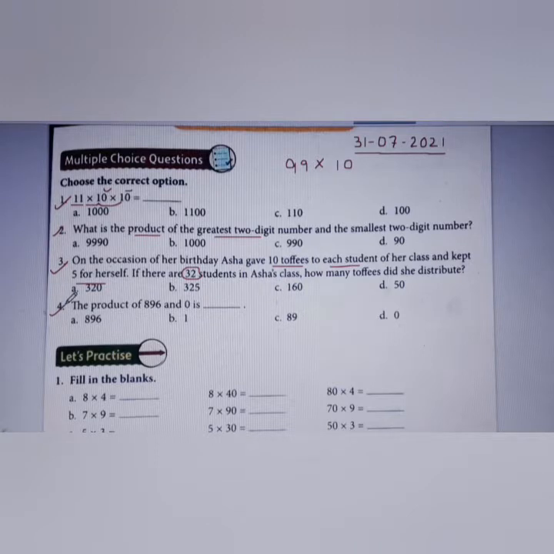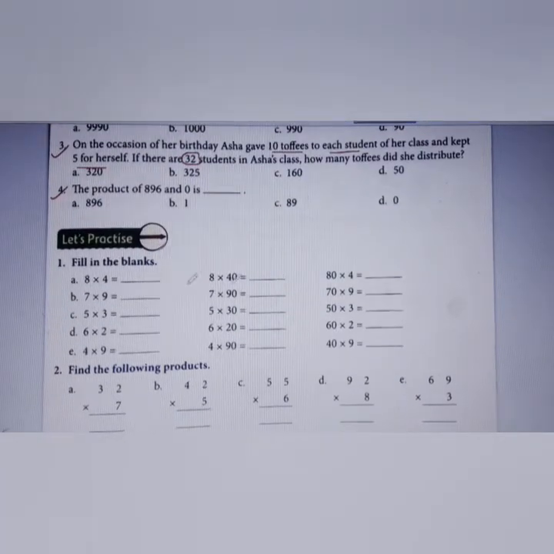Then number 4. The product of 896 and 0 is. As we already know, when 0 is multiplied with any number, the product is always 0. So you choose the correct option here. Next, let's practice fill in the blanks. So children, for this you need to know the tables properly. Every one of you learn the tables properly and write the products here.